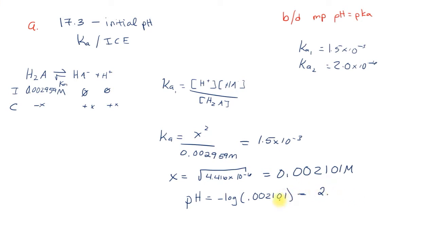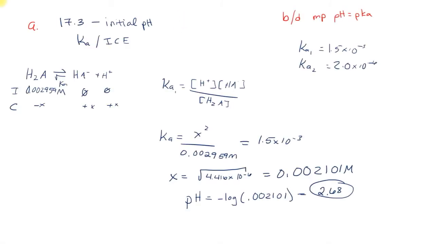So we're just going to plug it in, negative log of H plus. It says 2.6775. That's really going to be 2.68, always 2 decimal places on a pH. So at point A, our pH is 2.68. So it's a weak acid, so that's a reasonable value.